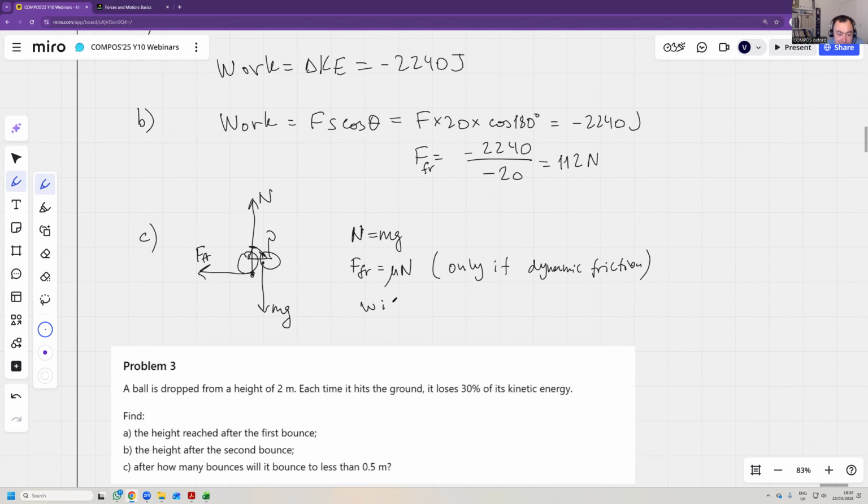With no slipping, the frictional force is less than or equal to mu n. So we don't really know the coefficient of friction in that case. So the skidding matters because only then can we be sure that the frictional force is mu n. Otherwise, it's just less than or equal to mu n, which is not good enough for us.